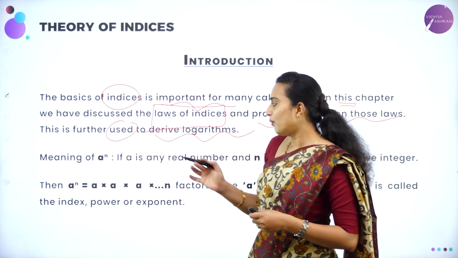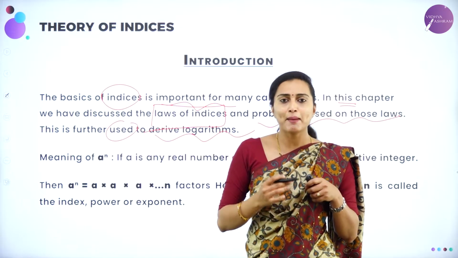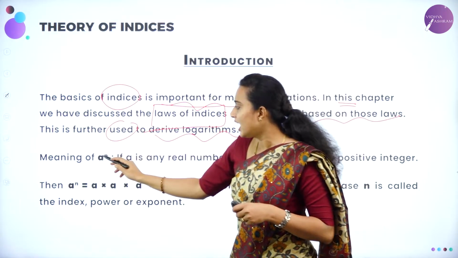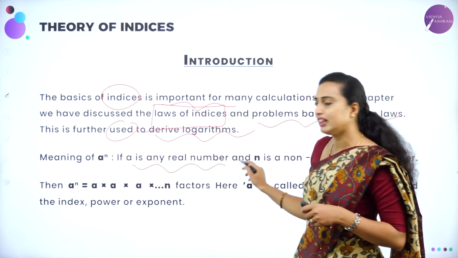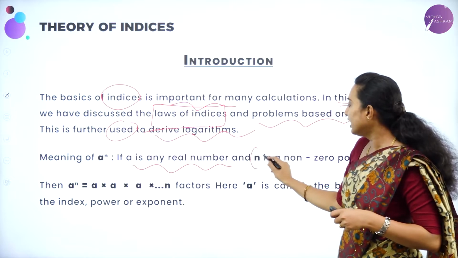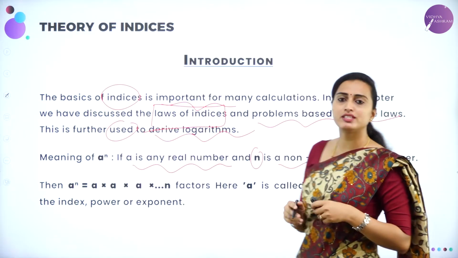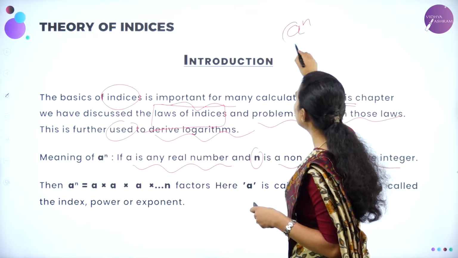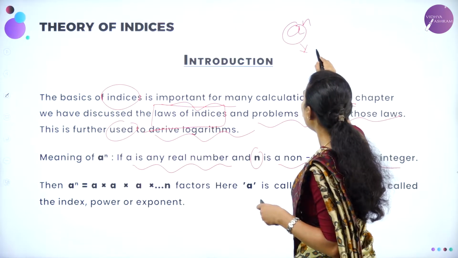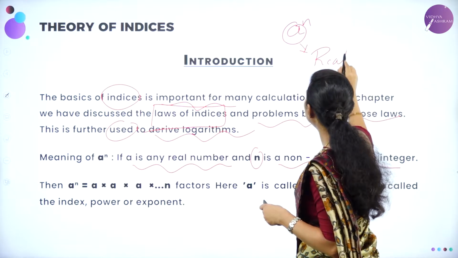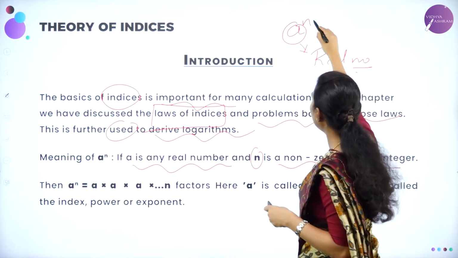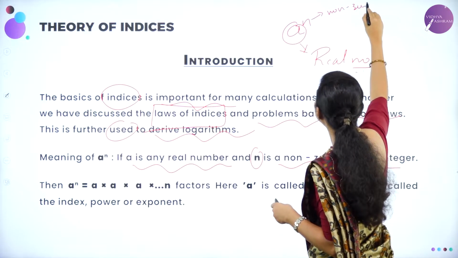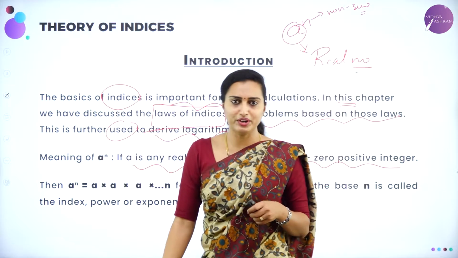Got it? So now what do you mean by a power n? Anything power n, we are going to read as follows. If a is any real number and n is a non-zero positive integer, what we are writing is a power n. So this a belongs to R, that means real number, and this power n is a non-zero positive integer. Are you getting this?